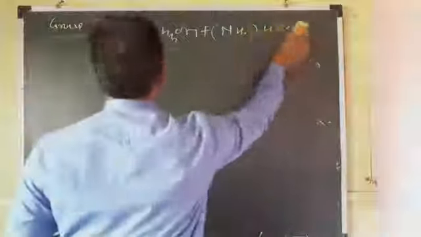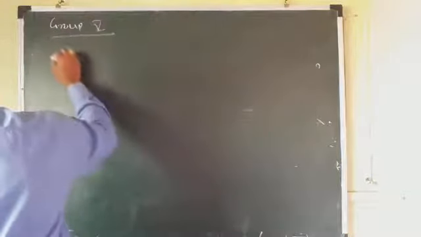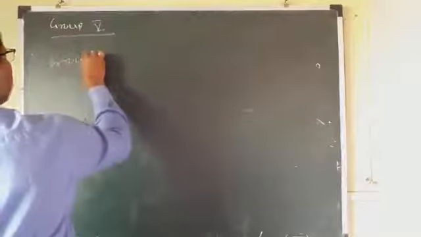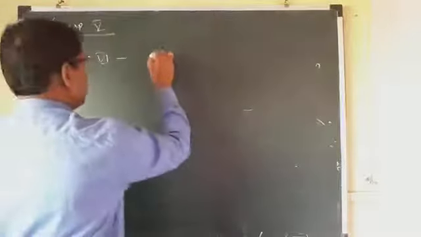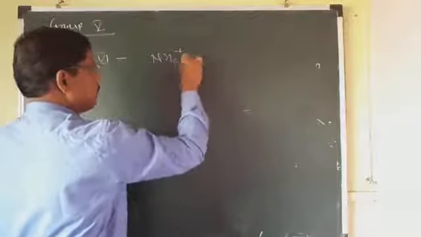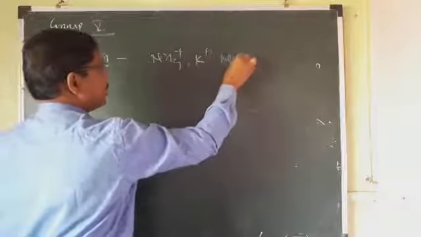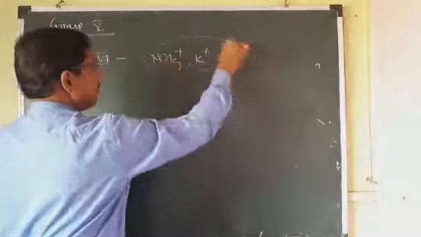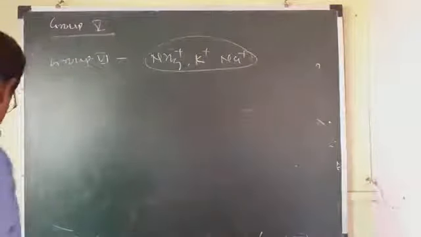And last, the sixth group, which has no specific reagent. These are ammonium ions, potassium and sodium. These elements are in the sixth group.